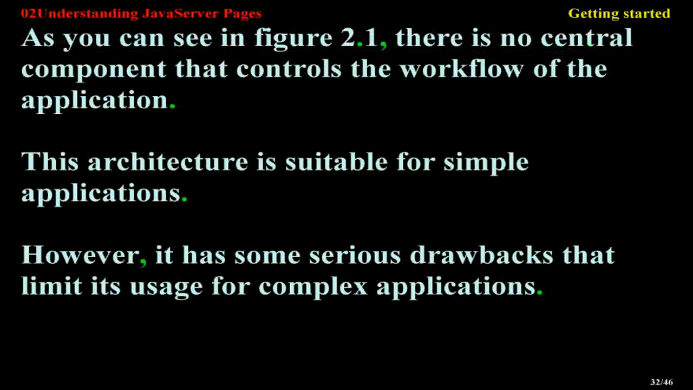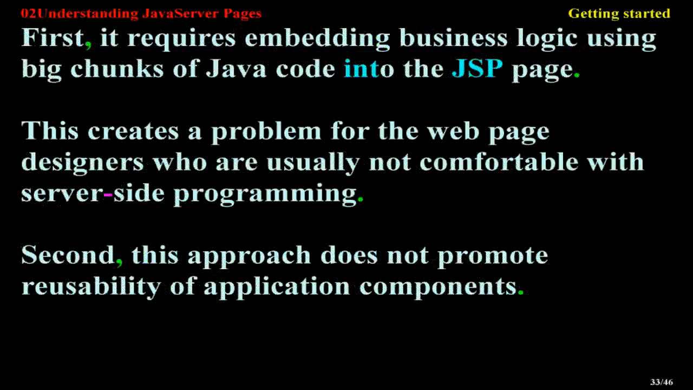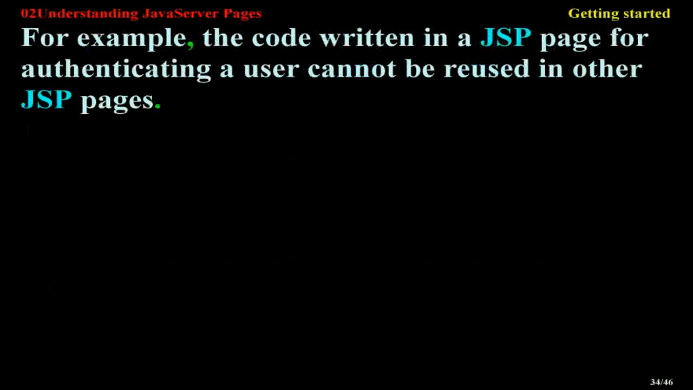As you can see in Figure 2.1, there is no central component that controls the workflow of the application. This architecture is suitable for simple applications. However, it has some serious drawbacks that limit its usage for complex applications. First, it requires embedding business logic using big chunks of Java code into the JSP page. This creates a problem for the web page designers who are usually not comfortable with server-side programming. Second, this approach does not promote reusability of application components. For example, the code written in a JSP page for authenticating a user cannot be reused in other JSP pages.